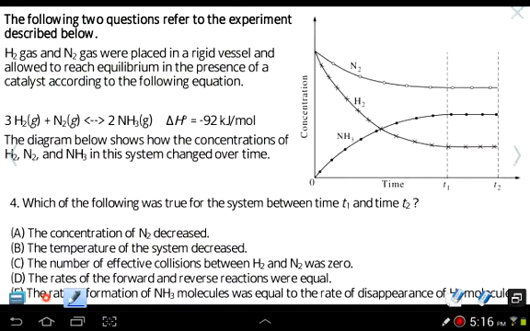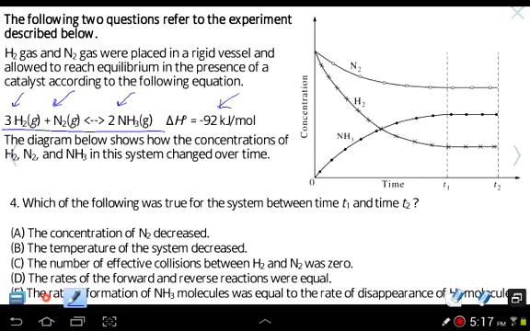Let's take a look at a few more questions on the multiple choice side. It says the following 2 questions refer to the experiment described below. H2 gas and N2 gas were placed in a rigid vessel and allowed to reach equilibrium in the presence of a catalyst, according to this equation. So here is our ruling equation. Notice we have 2 moles on the product side. Altogether we have 4 moles on the reactant side. And the system is exothermic.